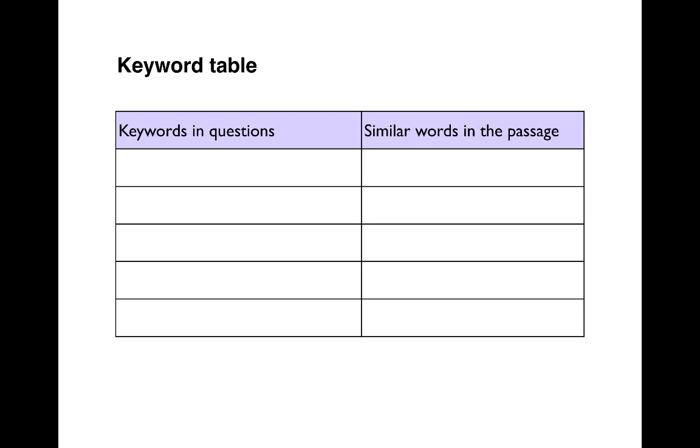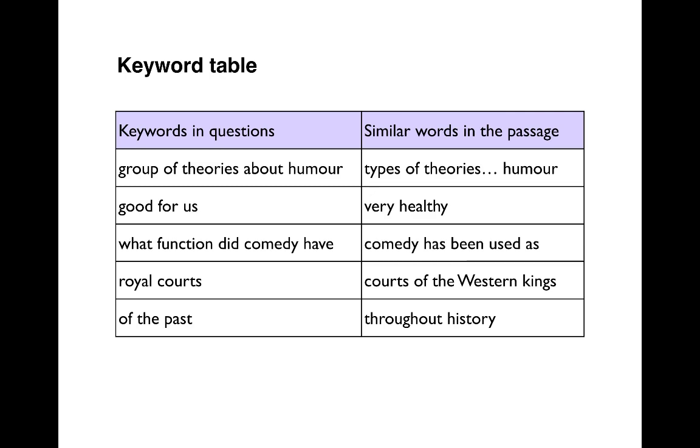So here's my keyword table for this lesson. In the question, group of theories about humour, and we found in the passage types of theories about humour. Good for us, very healthy. What function did comedy have? Comedy has been used as. Royal courts, courts of the Western kings, of the past, throughout history. I always make a keyword table after practicing any IELTS reading test because I think it helps you to focus on how it's all about finding vocabulary to get the correct answers.